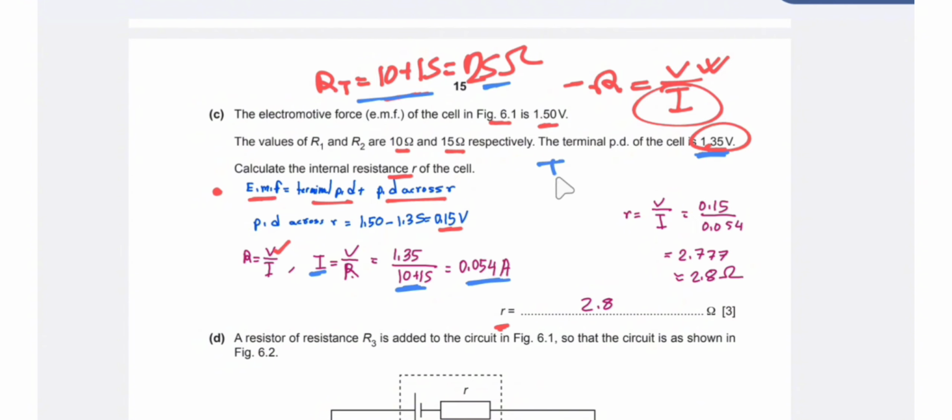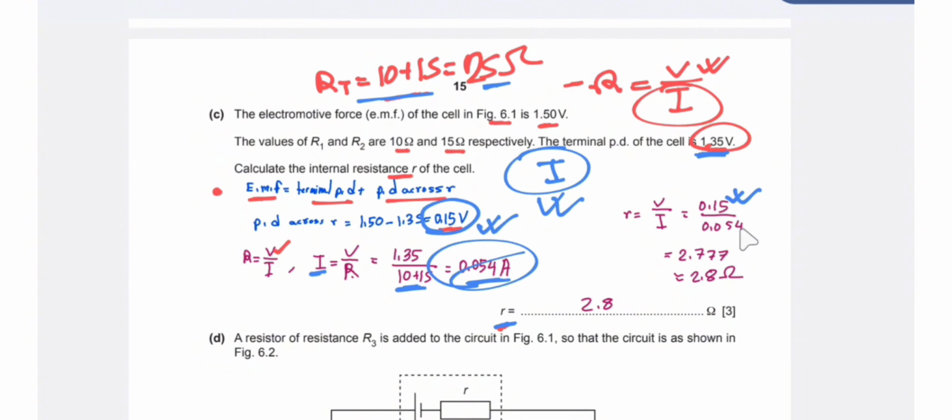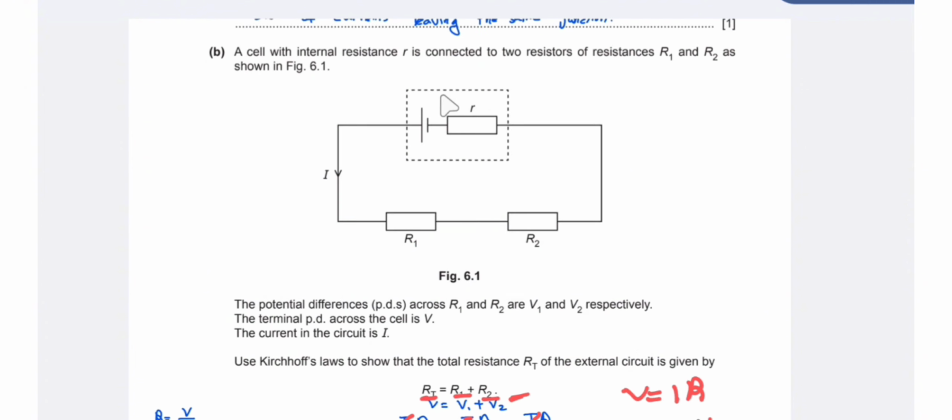Now we know the value of current, and since the current in a series circuit is the same, we can use it with the potential difference we initially found across the internal resistance. What is the internal resistance? Resistance is equal to voltage by current. Substituting the values, we find the internal resistance as 2.777, or approximately 2.8 ohm. So this internal resistance is 2.8 ohm.